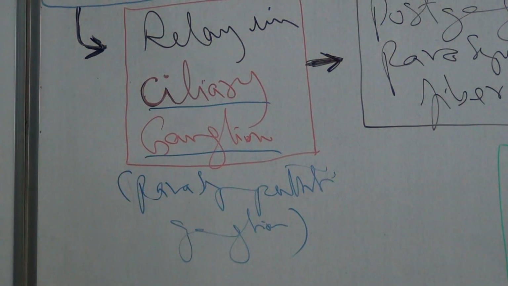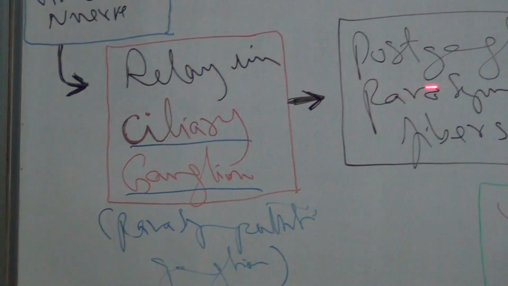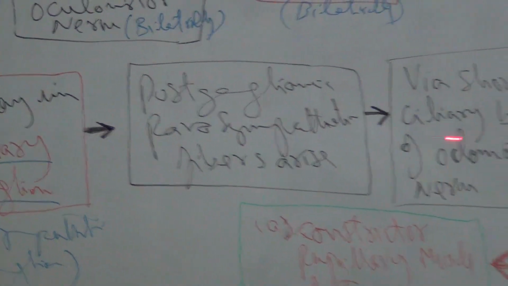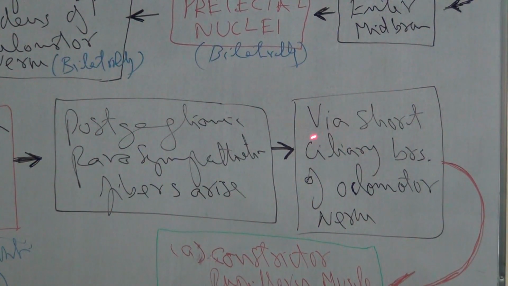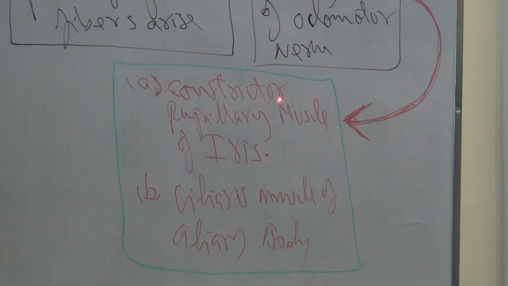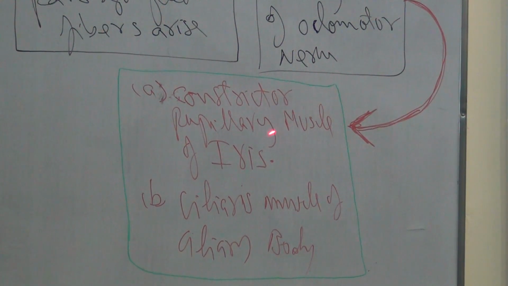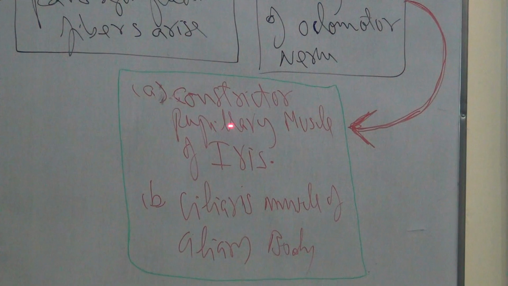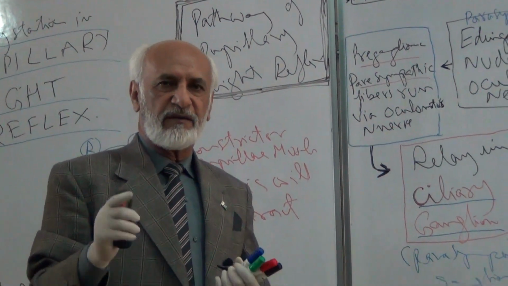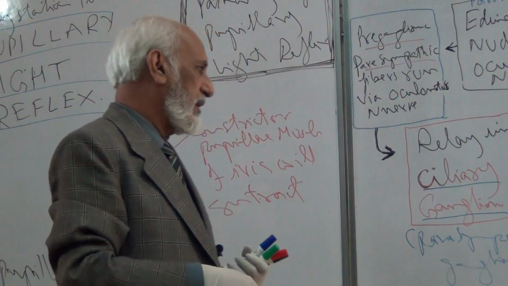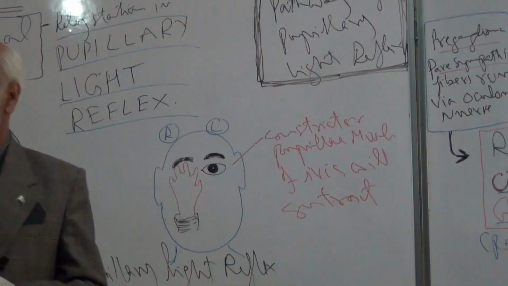Now, from the ciliary ganglion, postganglionic parasympathetic nerve fibers arise. These nerve fibers pass via the short ciliary branches of the oculomotor nerve and enter the eyeball, iris, and ciliary body. In the iris, they supply the sphincter pupillae or constrictor pupillae muscle. When it is stimulated, the pupil will constrict. And second, they also supply the ciliaris muscle of the ciliary body, which when it contracts, increases the biconvexity of the lens, in other words, increases the power of the lens. So this was the accommodation reflex.